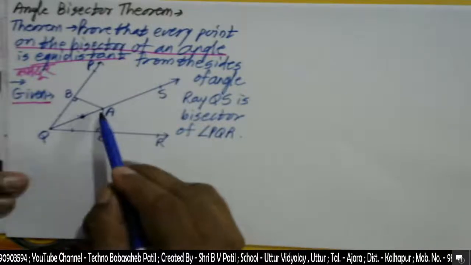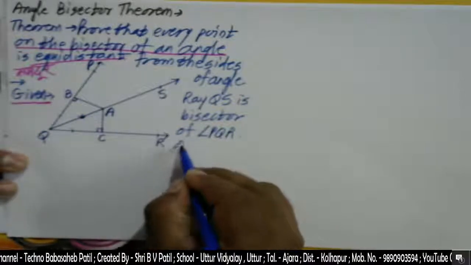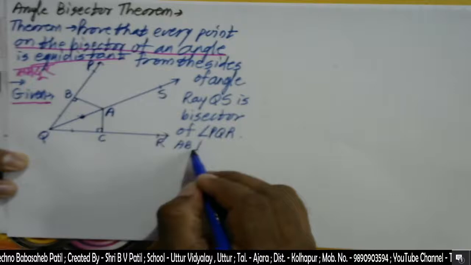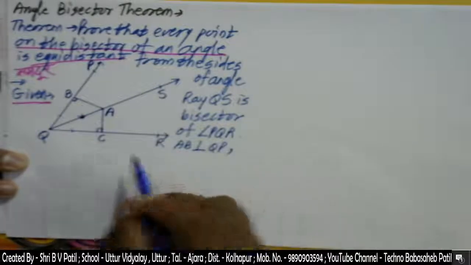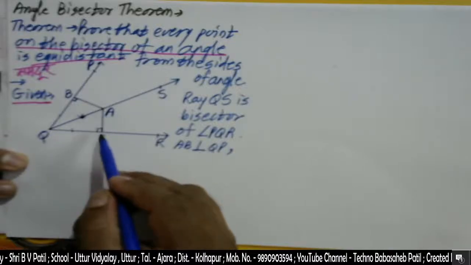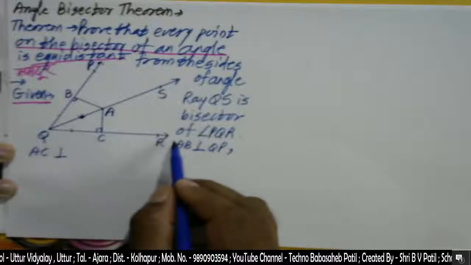And we draw perpendicular, that is segment AB is perpendicular on QP, and another perpendicular is AC, is perpendicular on QR.